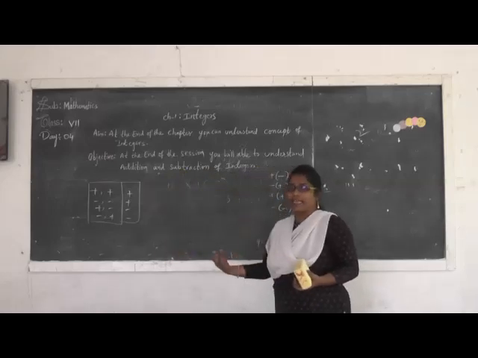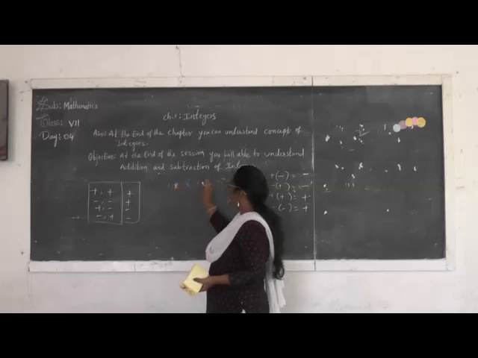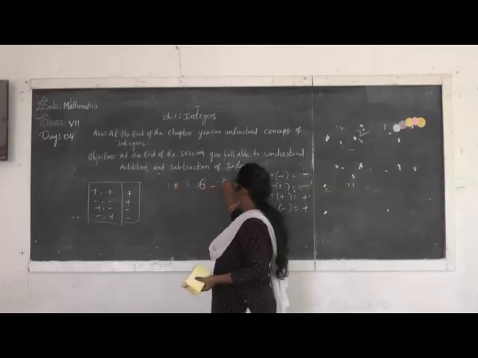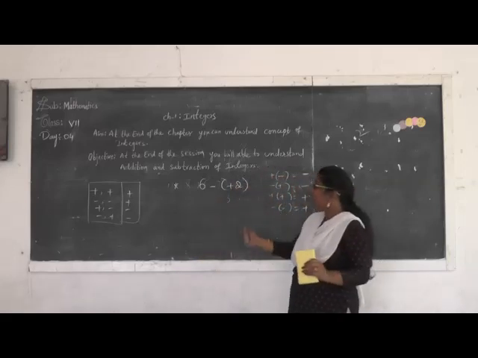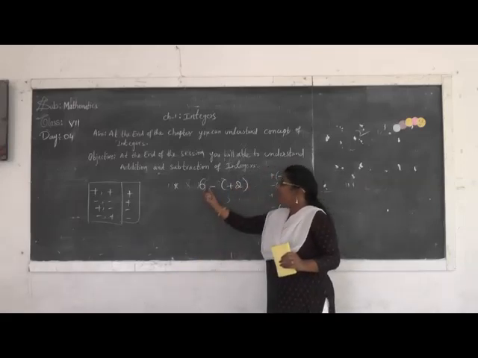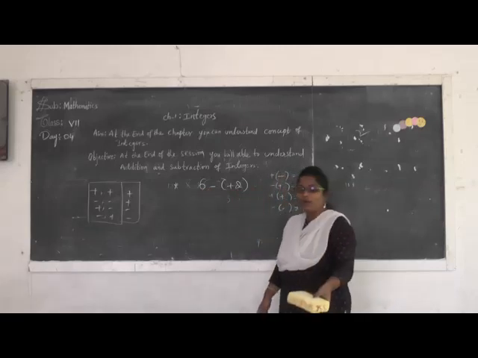This is also the same process. So let me take one example. 6 minus of plus 2. What I was doing here in this example, from 6 I have to remove positive 2. So how do we have to do?